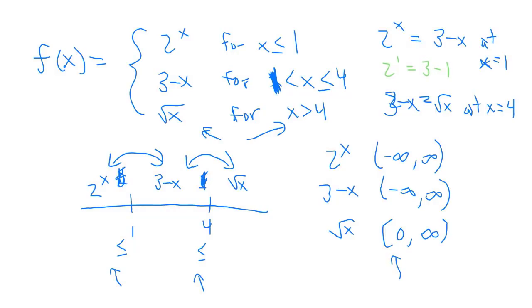But if you plug in x equals 4, you get 3 minus 4 equals square root of 4. And that's negative 1 equals 2, which isn't true. So there's a discontinuity at x equals 4. And that's the only discontinuity for that problem specifically. So the next problem is talking about the intermediate value theorem.